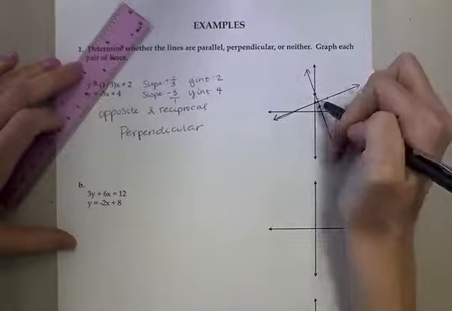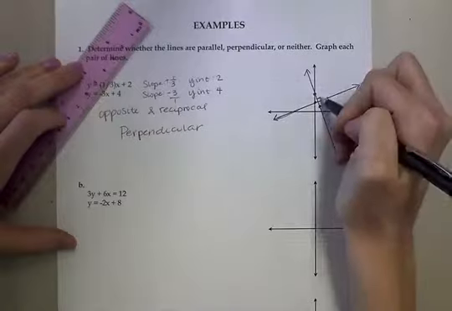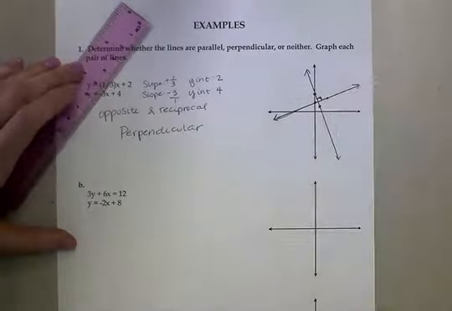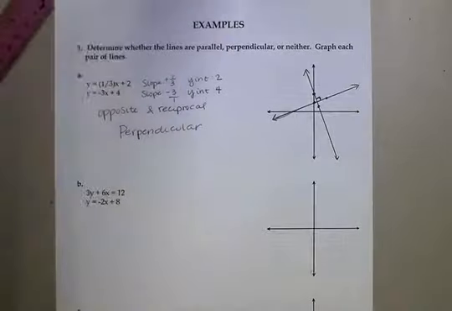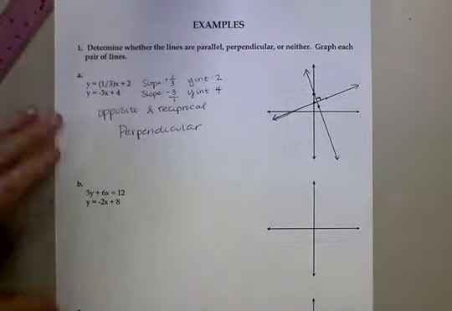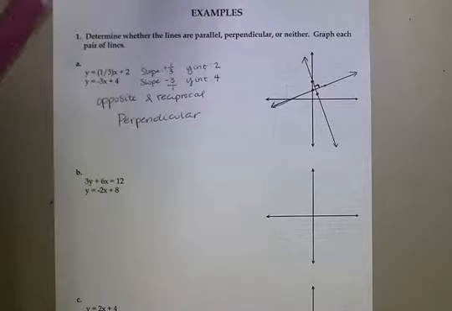Okay, let's take a look. It does appear that the lines are forming a right angle, a perfect corner, 90-degree angle. So they are perpendicular. Let's take a look at the next example.